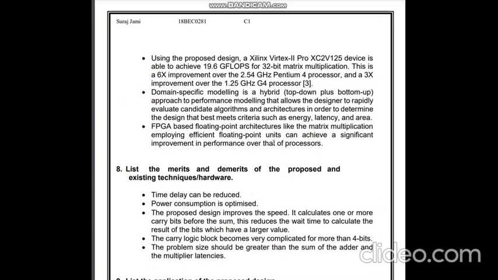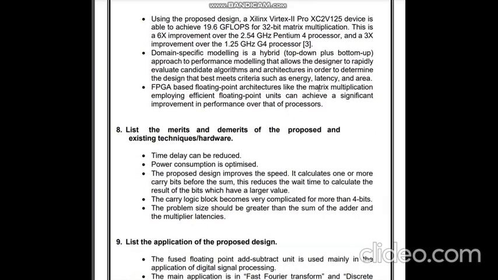G4 processor. Okay, domain-specific modeling is a hybrid top-down plus bottom-up approach to performance modeling that allows the designer to rapidly evaluate the candidate algorithms and architectures in order to determine the design that best meets criteria such as energy, latency, and area. FPGA-based floating point architectures like the matrix multiplication employing efficient floating point units can achieve a significant improvement in the performance over that of the processors.